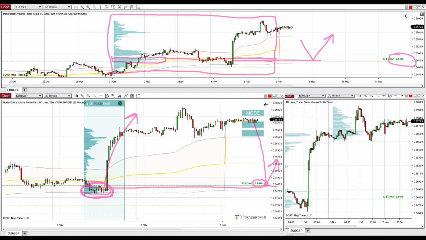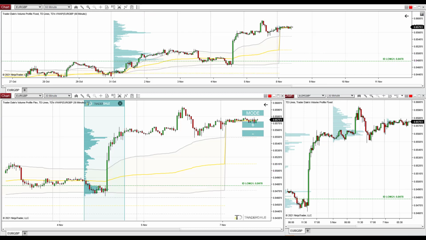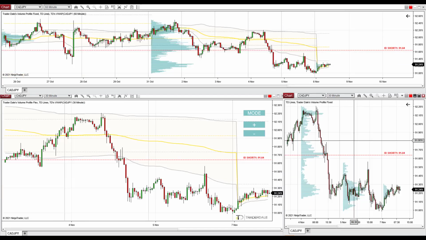And let's now go and have a look at the next trading idea, which will be on the Canadian dollar Japanese yen. So now all the charts show the Canadian dollar Japanese yen. Let's first have a look at the 30-minute chart with flexible volume profile.